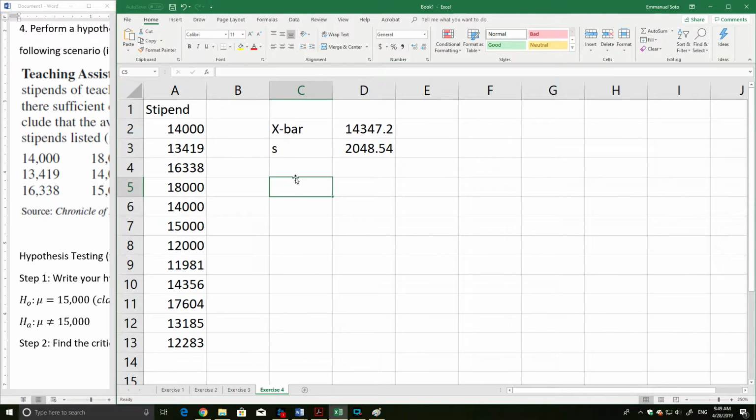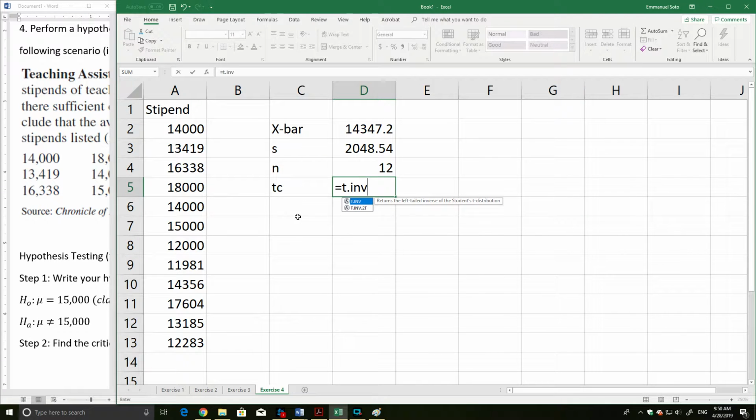We said that our n is equal to 12. I'll just write it like this, n is 12. So that means our degrees of freedom is 11. So let's do our critical value. We need T critical. And remember, to find the critical value, you do T.INV.